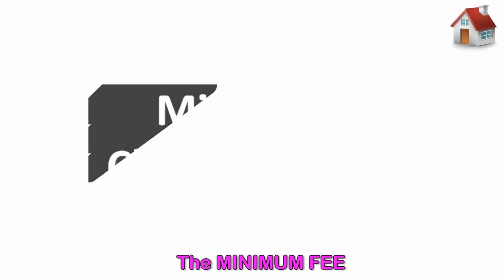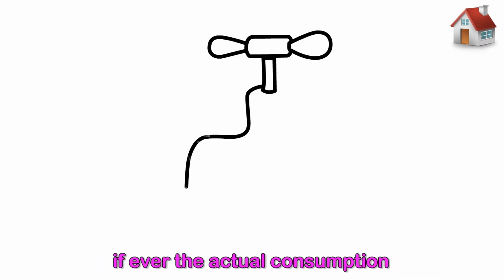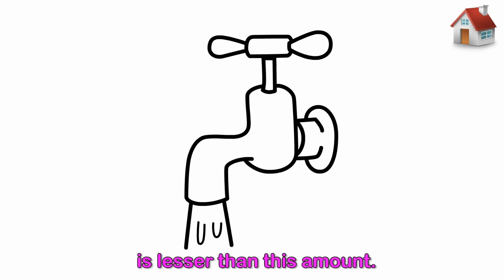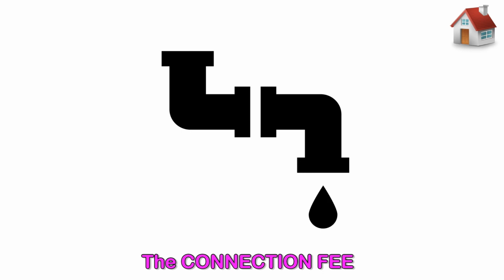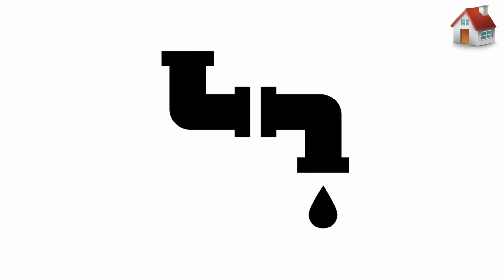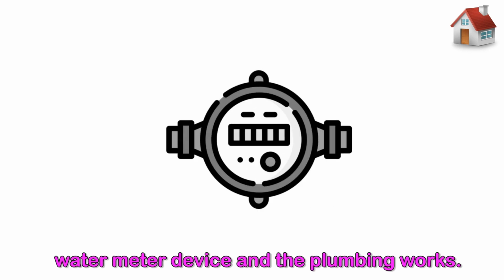The minimum fee is an agreed fixed amount to be collected if ever the actual consumption is lesser than this amount. The connection fee is an agreed one-time amount to be collected to cover the expenses of implementing the connection, such as the water meter device and the plumbing works.